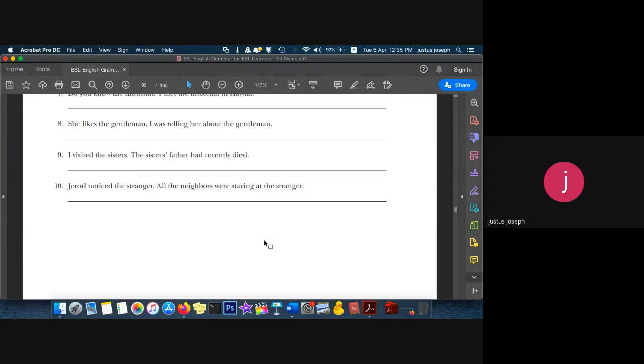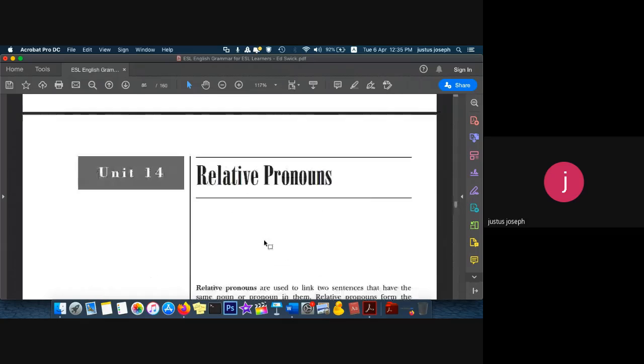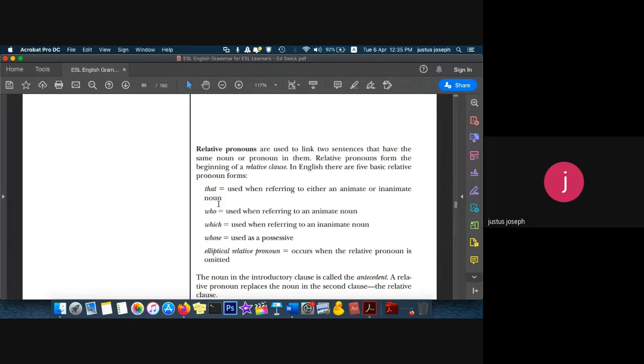Great. So what did we learn? We learned about relative pronouns: that, who, which, whose. And we also learned about elliptical. What is elliptical? Where you don't use a pronoun as such. We were removing it, right? That form is called elliptical, where that pronoun usage is understood. You do not have to mention it. Where do you use elliptical pronouns? When both the sentences that you're trying to join are quite close to each other.